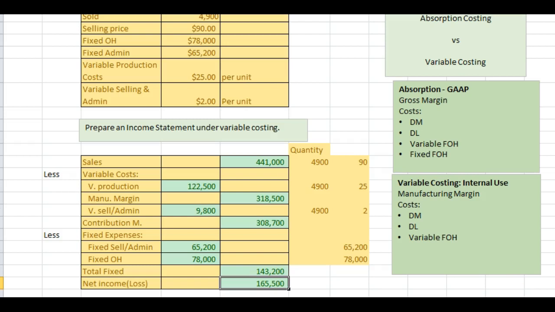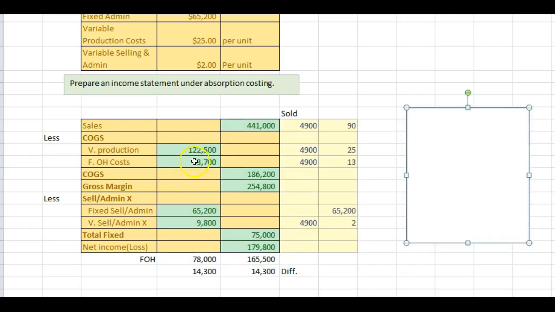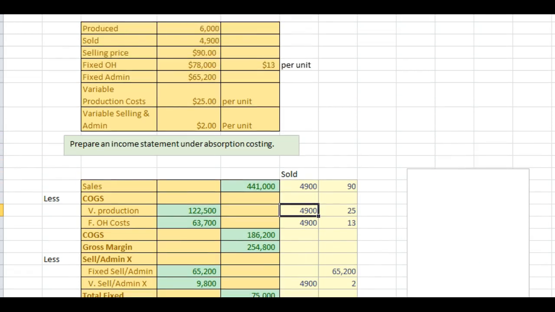Let's look at that very same thing under absorption. That's going to be different because remember, what have I done? I'm only putting production costs up here. It doesn't matter whether it's variable or fixed. They're coming up at the top under the cost of goods sold. So sales are the same, but now I have the variable costs, but I also have taken the fixed costs, which were $78,000, and found out that I produced 6,000. So that comes to $13 per unit. If I divide 78,000 by 6,000, it costs $13 per unit for fixed cost.